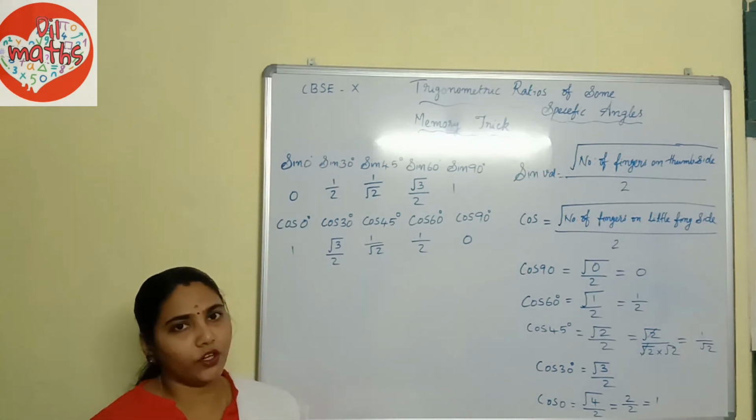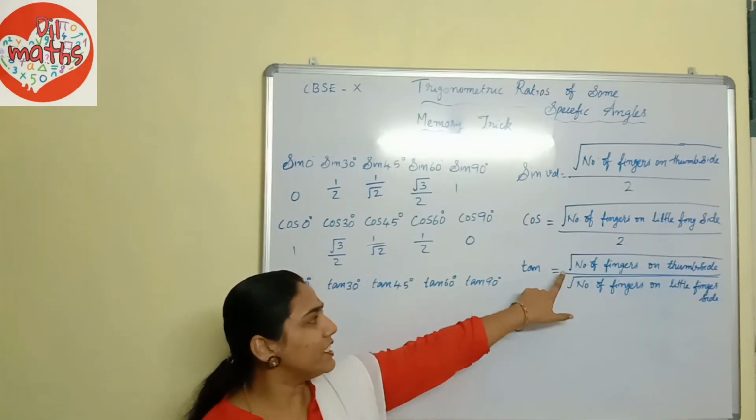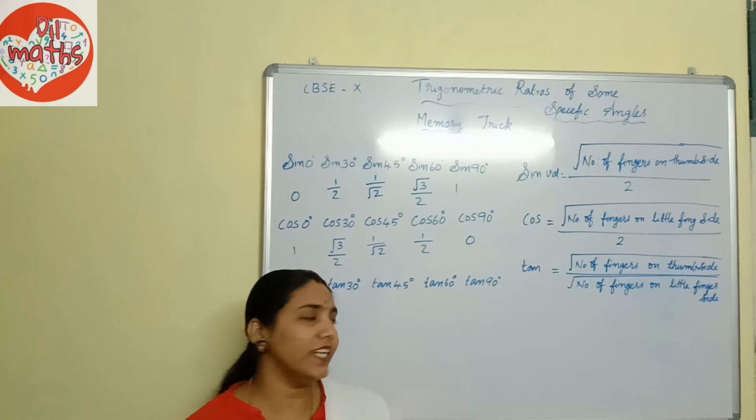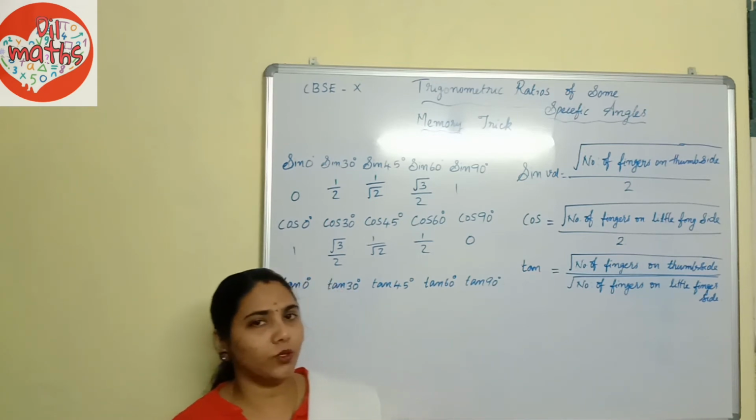Okay, next we will go for tan values. The formula for tan values is square root of the number of fingers on the thumb side divided by square root of the number of fingers on the little finger side. Okay.